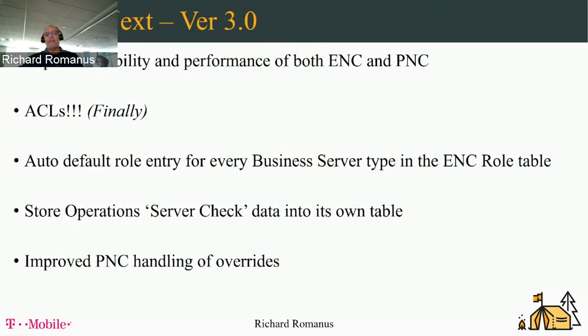Version 3 of the ENC and PNC is basically a total rewrite and should be more stable and with improved performance. Now that I have a better understanding of the internal interactions between ServiceNow and Puppet, I believe the new version should be more stable with better handling of non-standard data encounters. I also finally added some of the ACLs to some of the key critical table fields, like environment. I also added auto creation of a default role table entry for every business server that checks in.